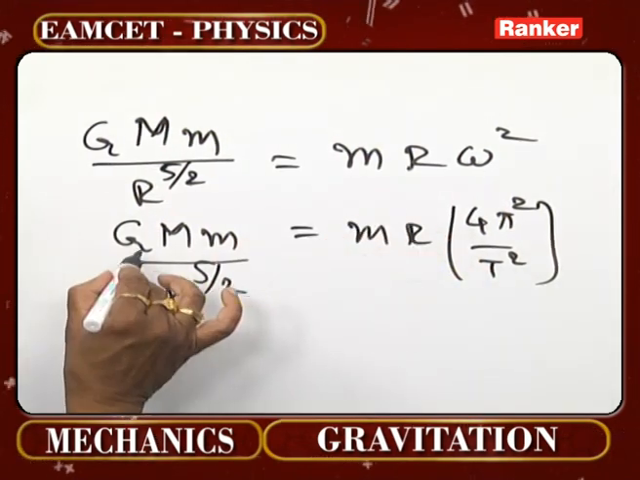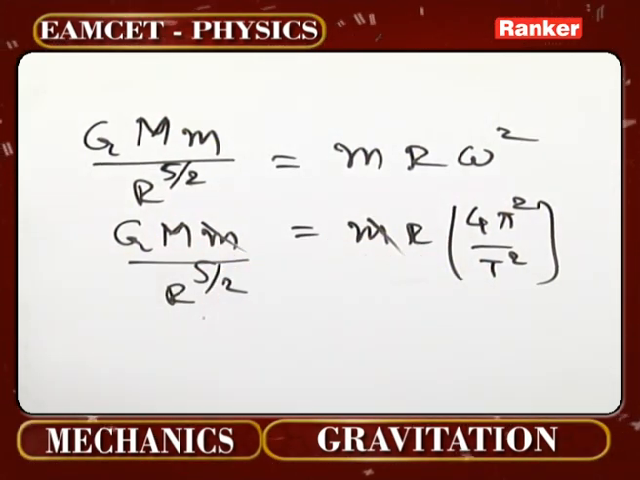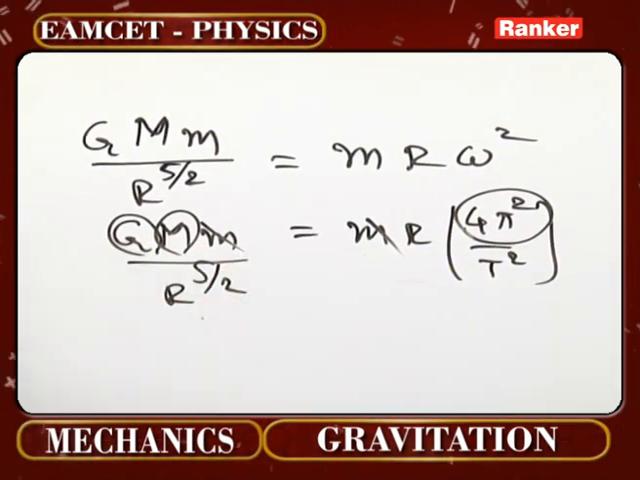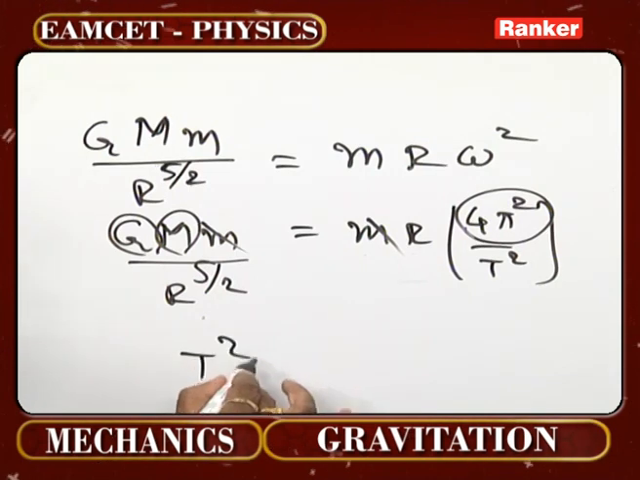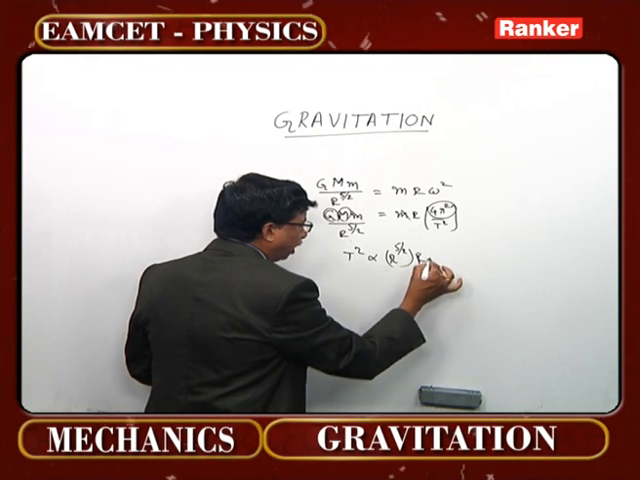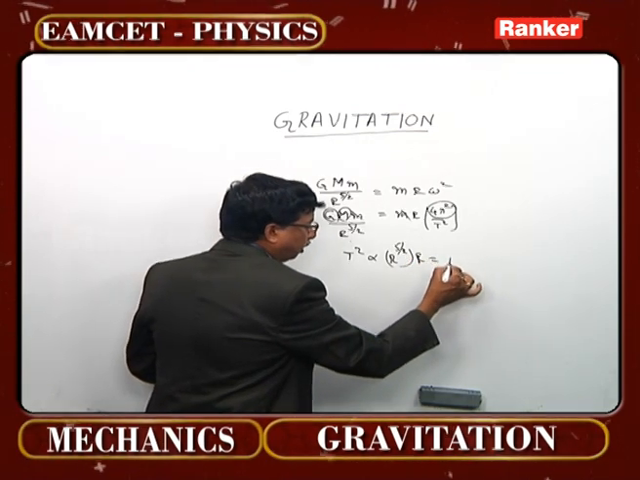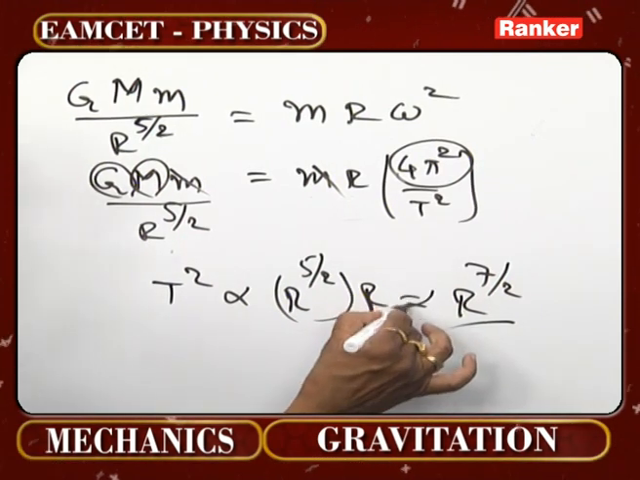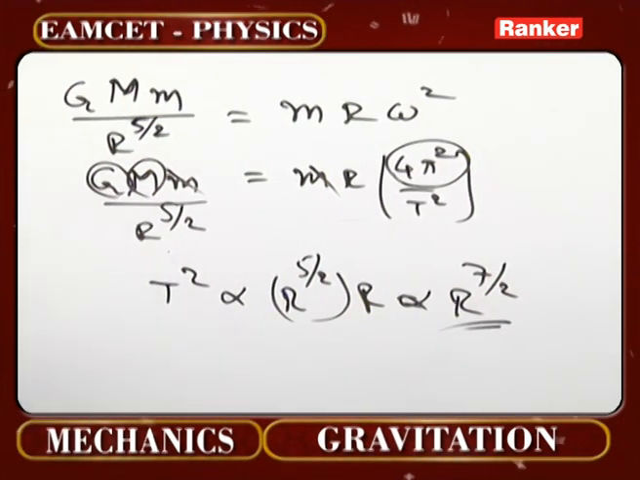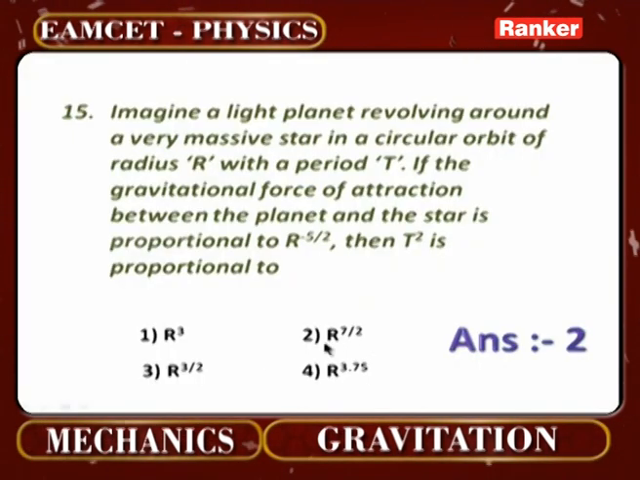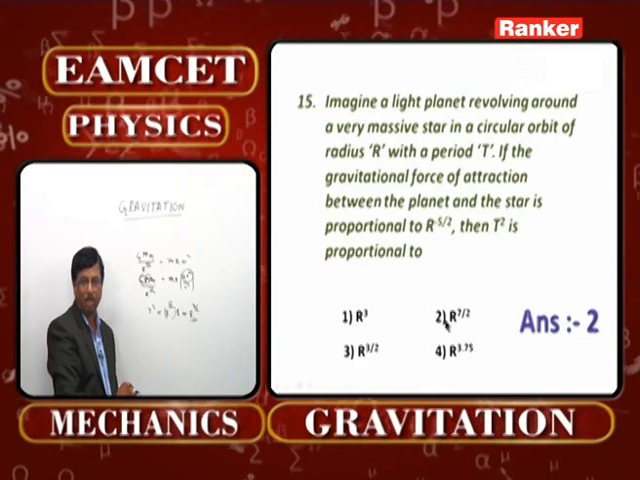Now, cross multiply this. This m anyhow gets cancelled. 4 pi square constant, G constant, M constant. Only r and T are variables. So, T square is proportional to r power 5 by 2 into r. That will now be how much? r power 7 by 2. So, T square is proportional to what now? It is r to the power 7 by 2. What is the correct option here? The second option is going to be given as r power 7 by 2. So, that is the correct option for this question number 15.